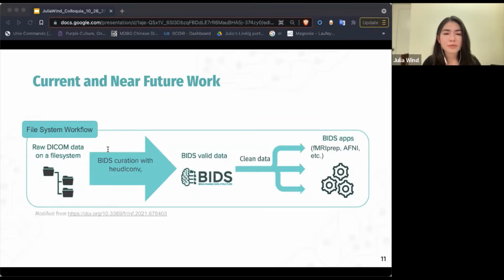After the data is preprocessed, meaning that it's cleaned up and in the BIDS format, we will use BIDS apps and tools mentioned earlier to analyze and visualize our data.